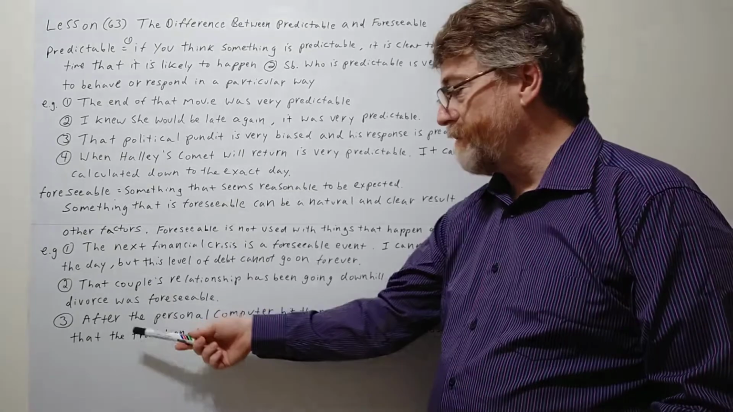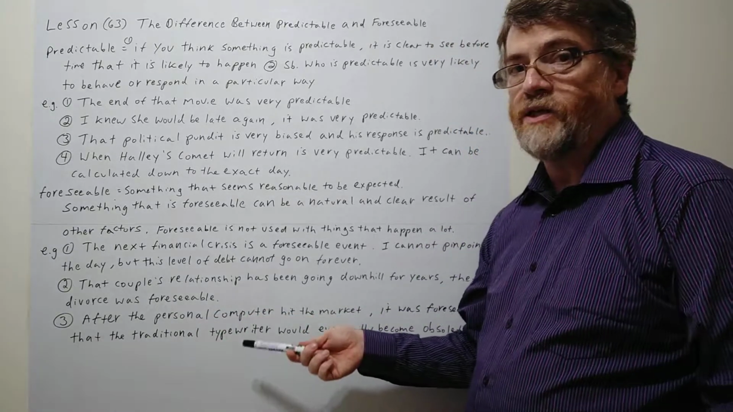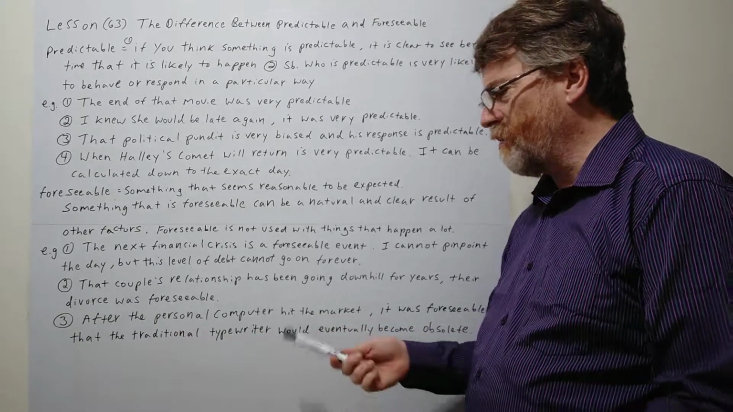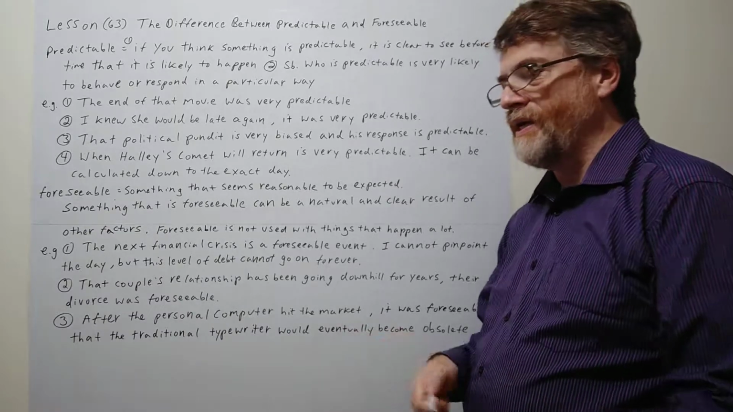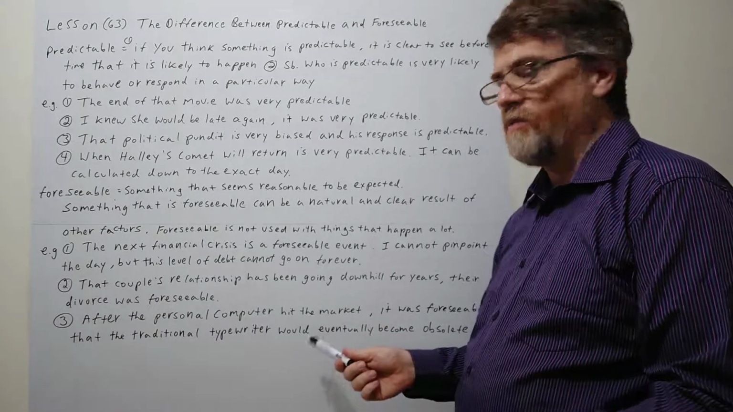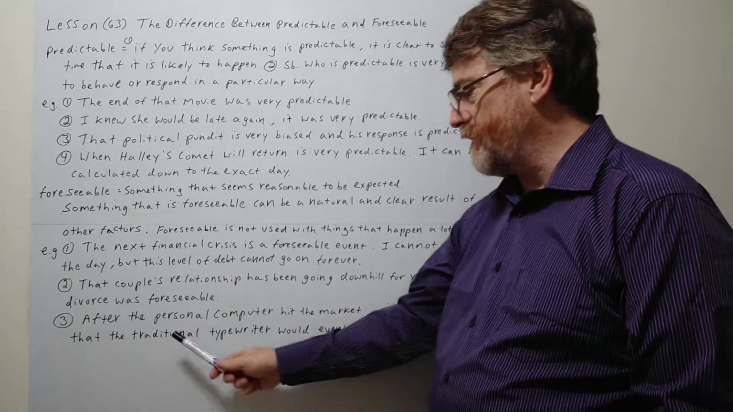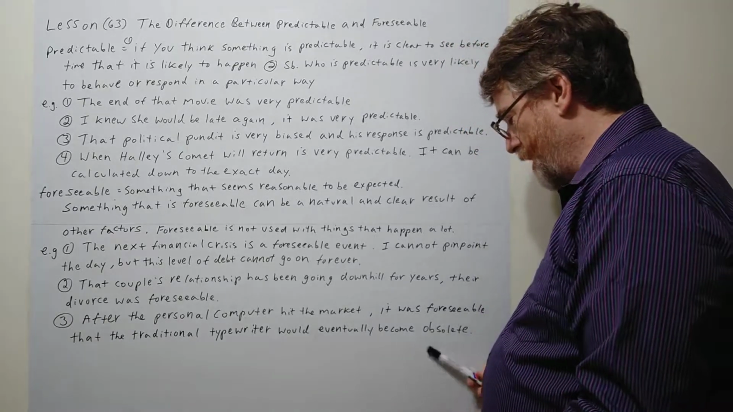Let's take a look at the third one. After the personal computer, the PC, hit the market, we're going way back to the 80s and the 90s. First it was in companies, then it was in people's homes, probably more like in the early 90s. It was foreseeable that the traditional typewriter would eventually become obsolete.